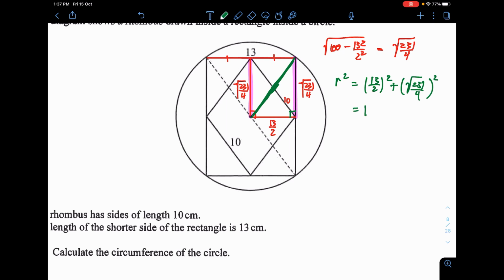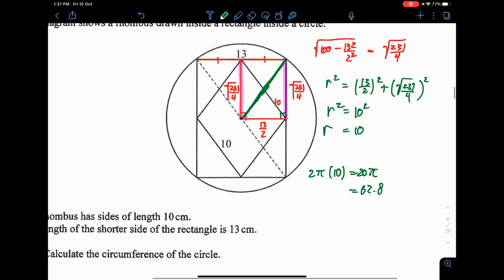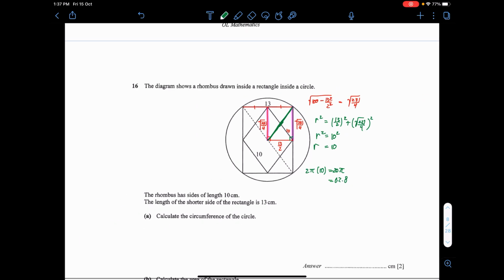I don't know guys, maybe I'm approaching this with a difficult method. But you know what, the answer is actually 10. So the radius is actually 10. To find the circumference, you just take 2 pi r, and the answer is 20 pi. Simplified to 3 significant figures, 62.8 cm. That's question 16.